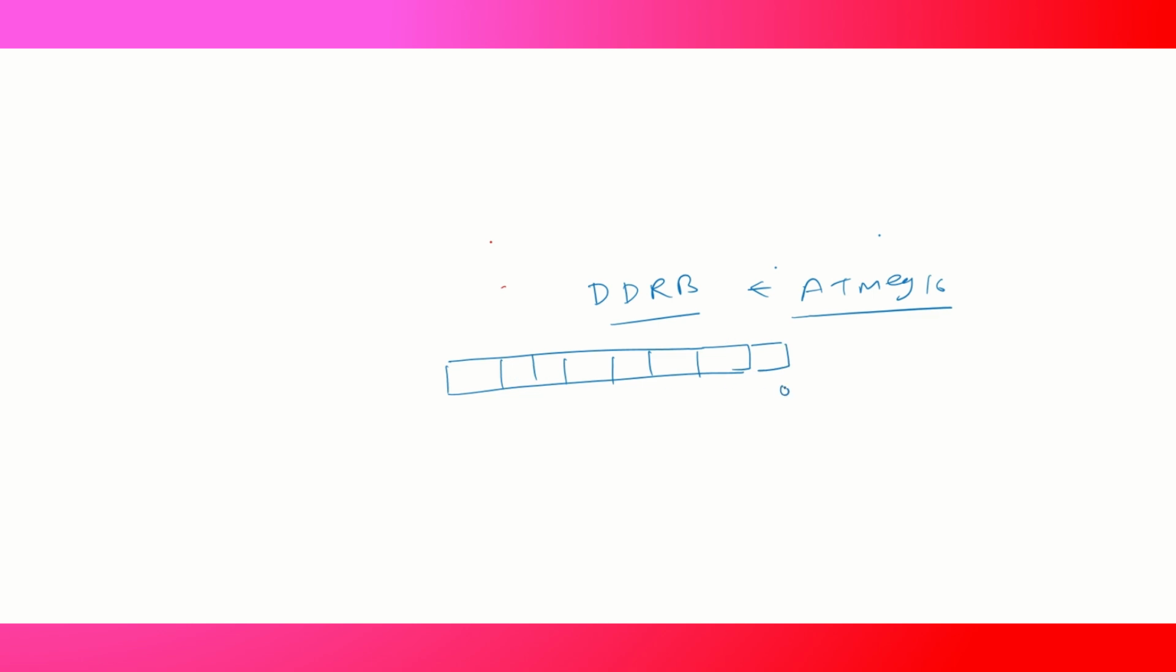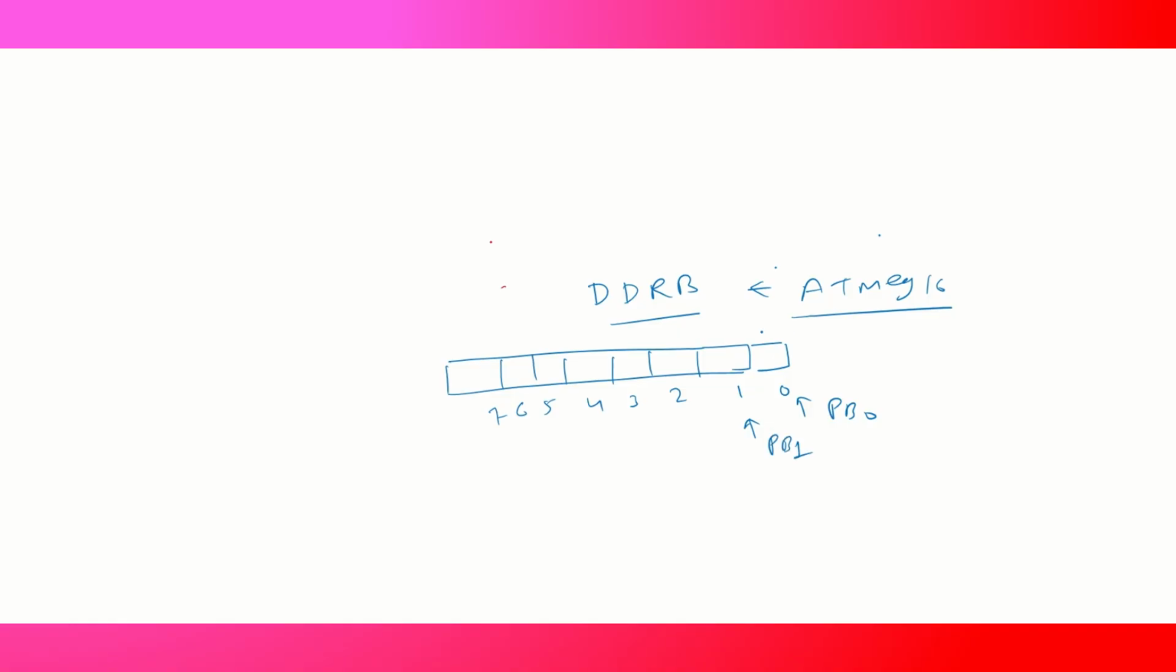So let's take a register DDRB. It's a register of the Atmega16 microcontroller, but the concept can also be applied to other microcontrollers as well. It's a direction control register for port B, and it's an 8-bit register. The register is used to control the direction of port B pins. So it's an 8-bit register: bit number 0, bit number 1, 2, 3, 4, 5, 6, 7. So bit 0 corresponds to the PB0 pin and this corresponds to the PB1 pin.